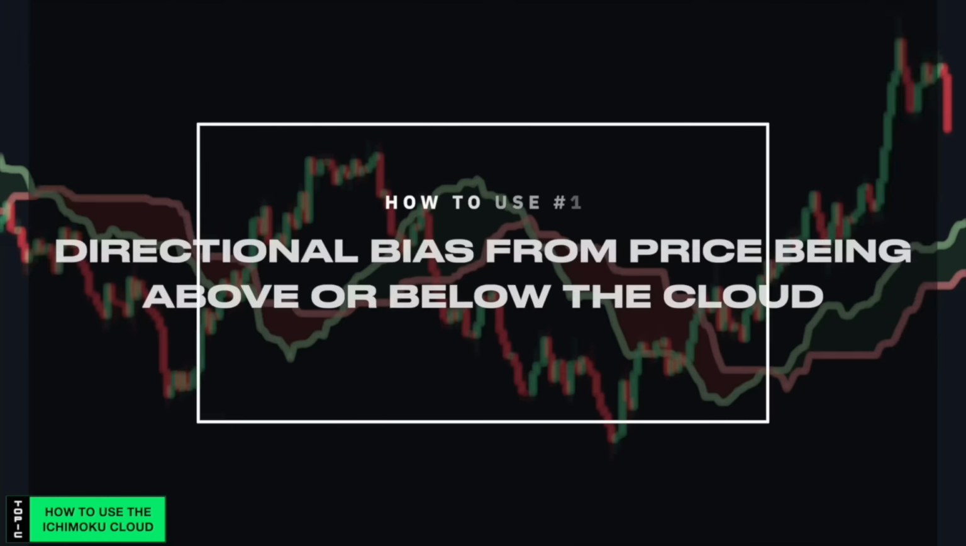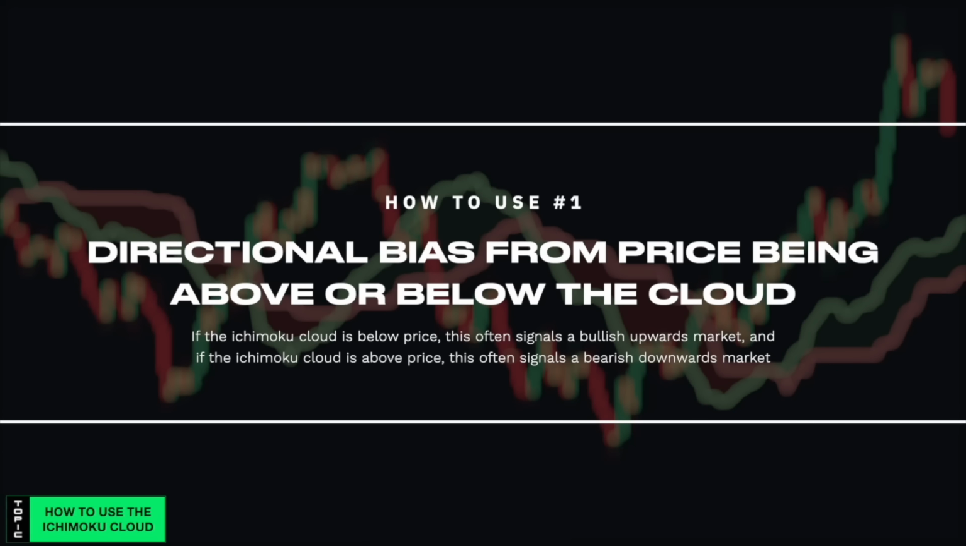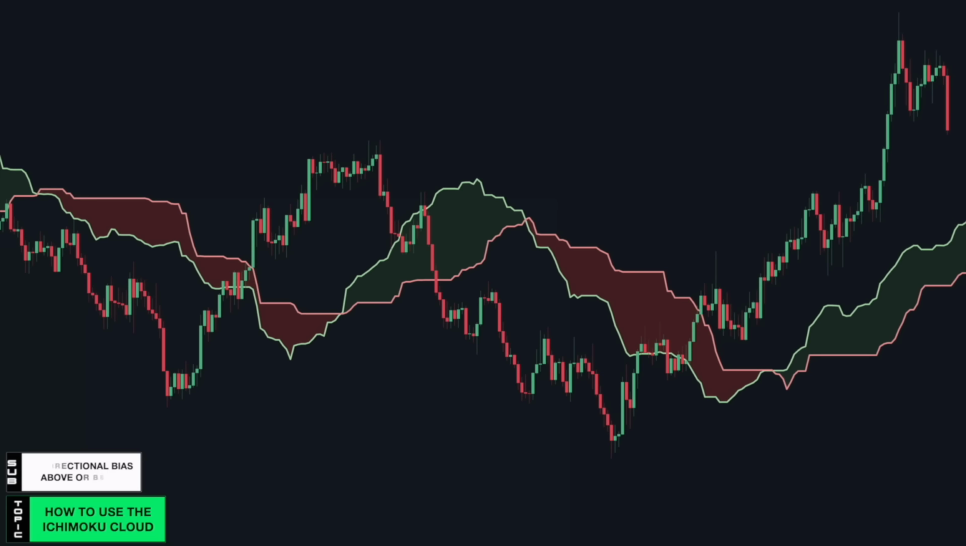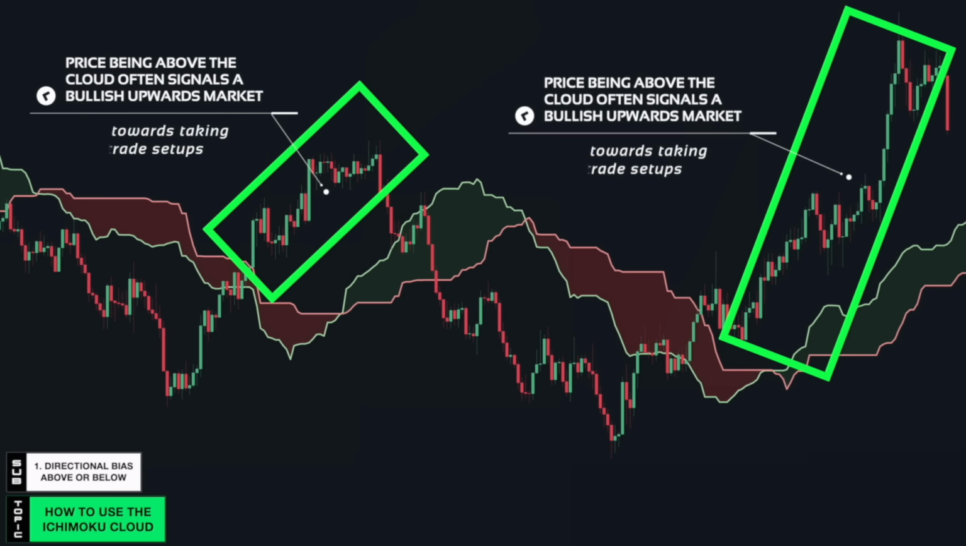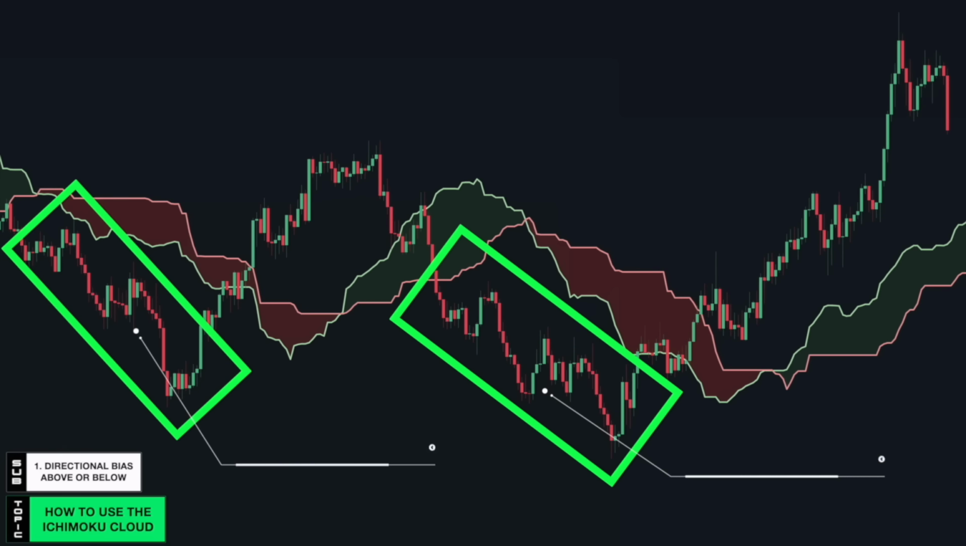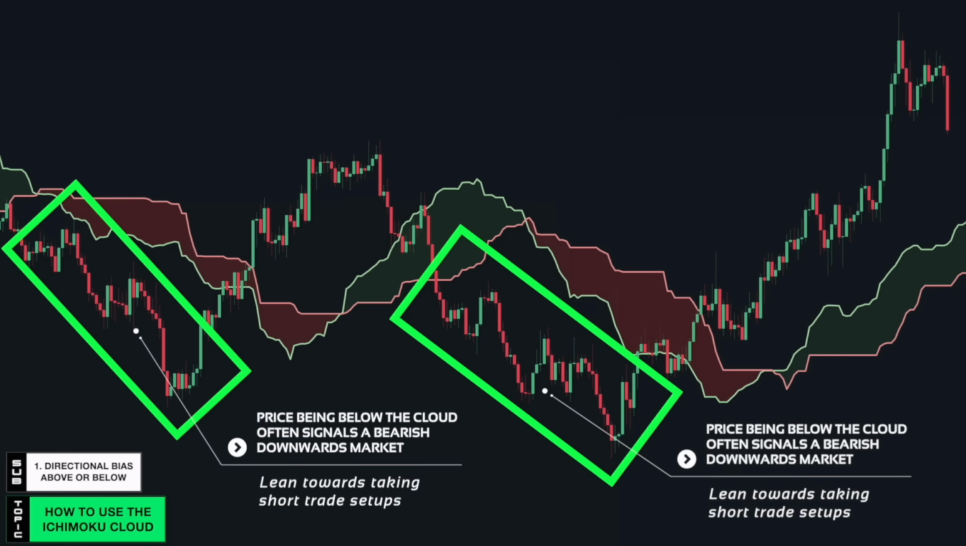So first, getting your directional bias by looking at whether price is above the cloud or below the cloud. When price is above the cloud, this often signals a bullish upwards market. When price is below the cloud, this often signals a bearish downwards market.